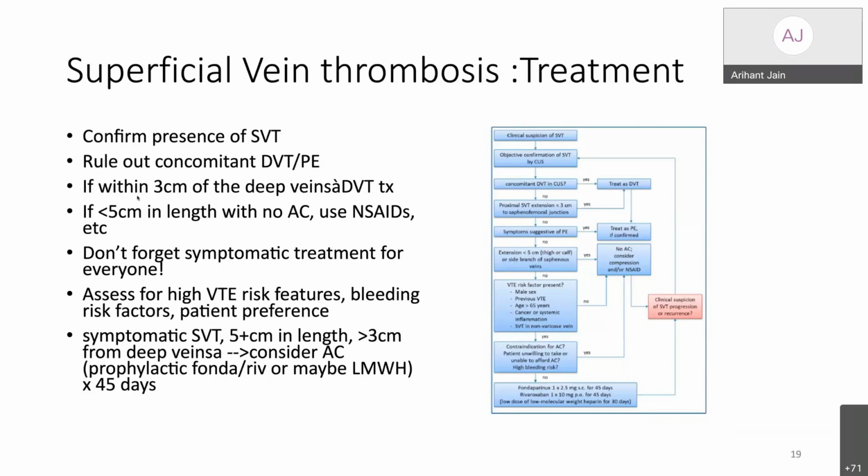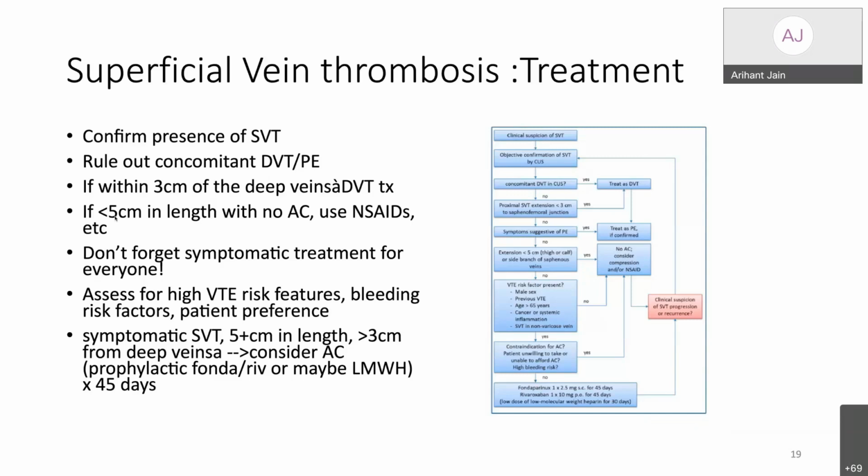If it is within 3 centimeters of the deep veins, then it's better to treat it like a DVT, which is 3 months or 6 months. If it is less than 5 centimeters in length, it is a small tributary which has thrombosis. You can just use NSAIDs, naproxen or ibuprofen, and you need not anticoagulate.